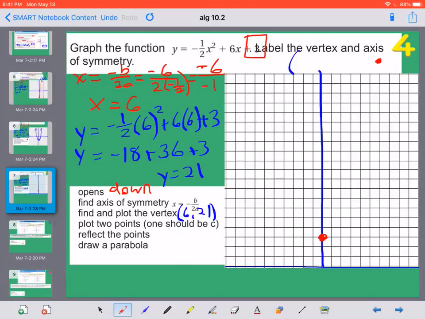So now I'm going to do, let's see how far away this is. This is 1, 2, 3, 4, 5, 6 away from the axis of symmetry. We only have 4 here, so I'm going to do my best to make a parabola that goes through my points. This is a huge parabola. That's why we have all of this space.